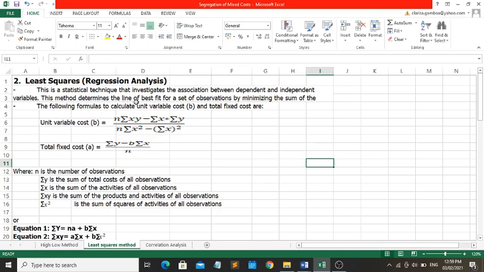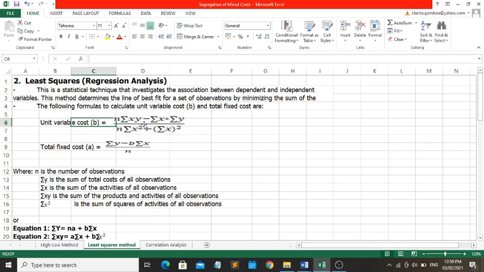So, this is a statistical technique. It is a highly mathematical way of segregating our mixed cost. So, we will use a formula. This is from the book of Pepe. We can compute the unit variable cost, or B, using this formula.